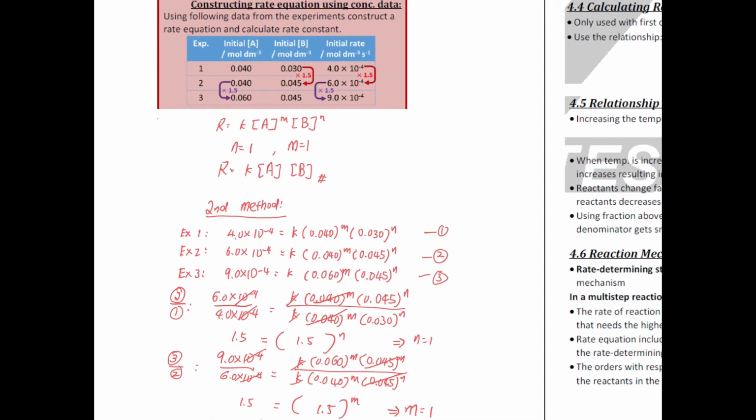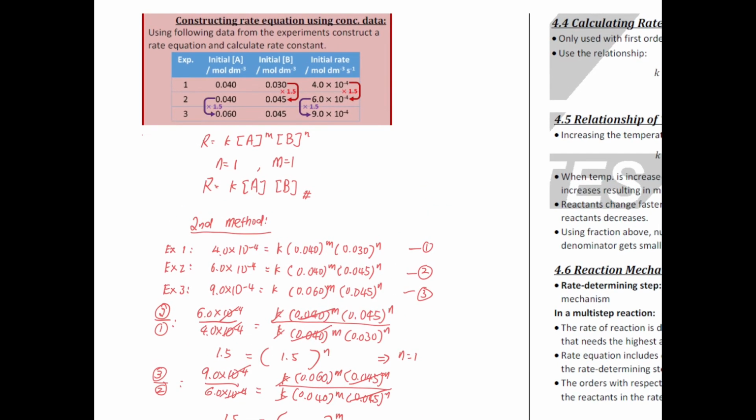Okay, now let's calculate the rate constant, the small k. To find the small k, you can just substitute any experiment value into the rate equation. Let's say I use experiment 1. So the rate is 4.0 times 10 to the power of negative 4. The k is unknown, followed by the concentration of A, which is 0.040 power 1, and 0.030 power 1.